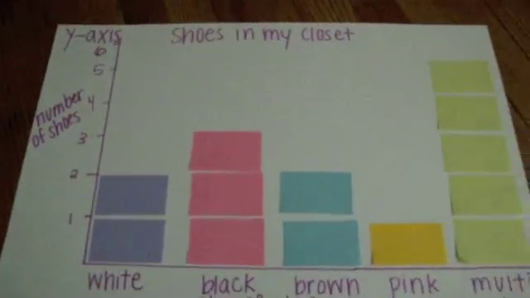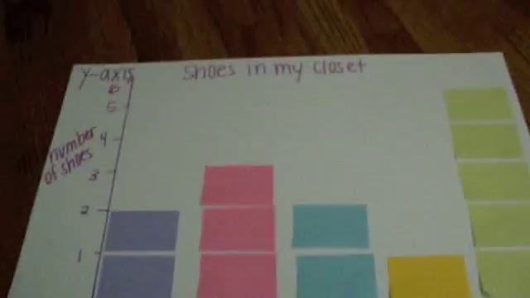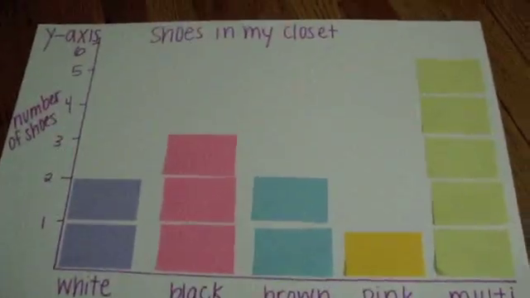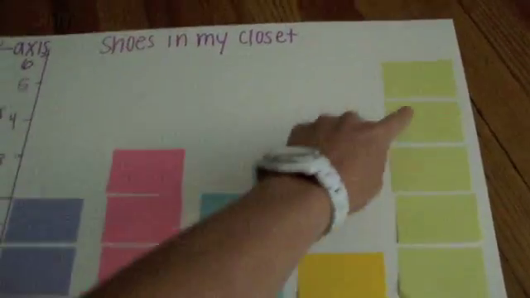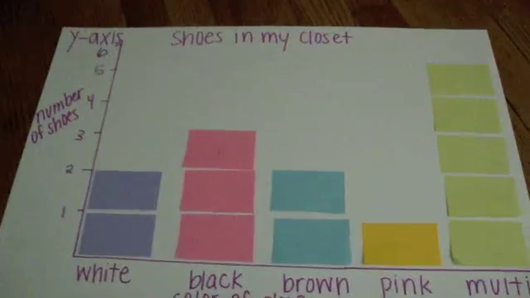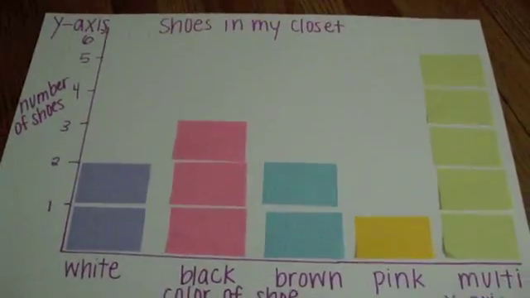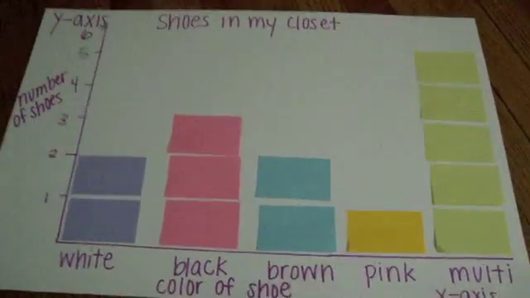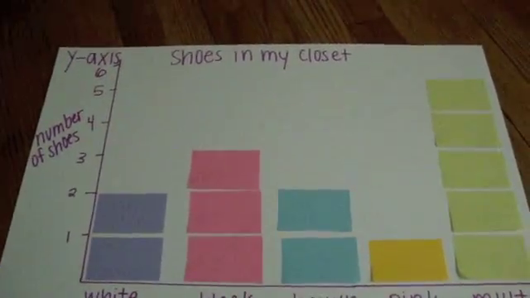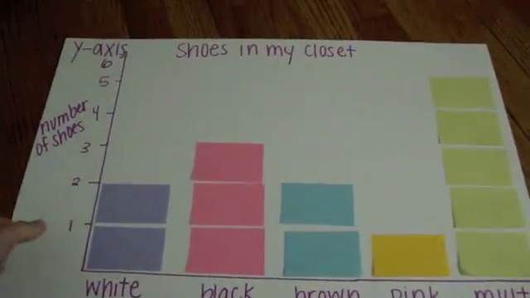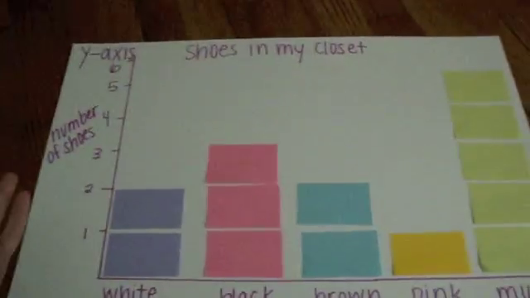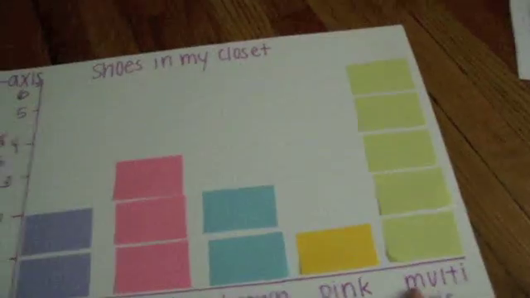Making a graph like this allows you to organize information visually so it's easier to see. By looking at this graph, it's really clear that my favorite type of shoes is multicolored shoes because I have the most multicolored shoes. It looks like my least favorite type of shoe color is pink because I only have 1 of those. So making graphs like this makes it easy to organize information, and you can even use probability. If you look in my closet, most likely you're going to see a pair of multicolored shoes because I have the most of those.